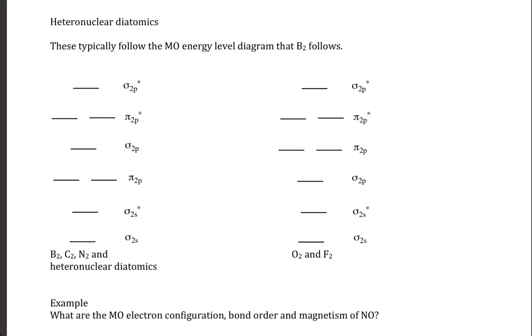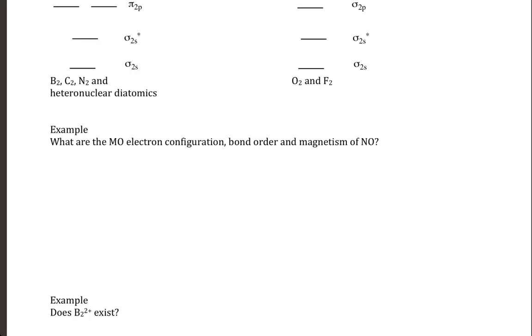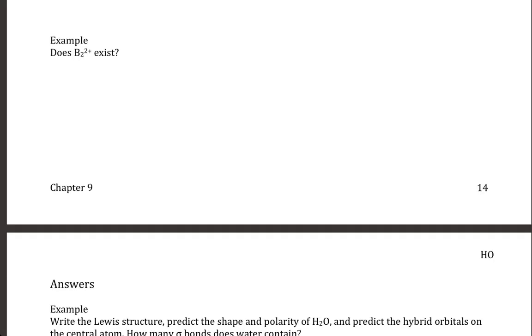Alrighty, so we have our two energy level diagrams that we will consider. The one that works for heteronuclear diatomics like CO, NO, that's the one for B2, for C2, for N2. And then pretty much that second one, the original one that we came up with, only works for O2 and F2. If you have to work with Ne2, use that one. Okay, so we have another example, and then we're done with this chapter.